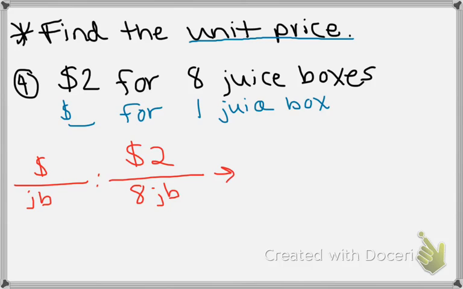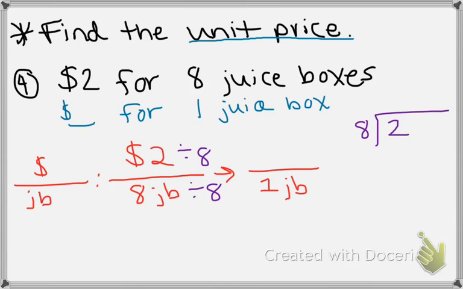So now let's fill in 8 JB, and then we have $2. Now we want to know how much it would cost for 1 juice box. So in order to do that, we have to ask ourselves what number divided by 8 gives you 1? 8. Whatever you do at the bottom, you do to the top. Now you're probably thinking, well, oops, we can't do that. Well, yes we can. And what's going to happen is it's actually going to be less than $1. It's going to be a decimal, and don't get scared of that. So we're going to have 8 on the outside and 2 on the inside.